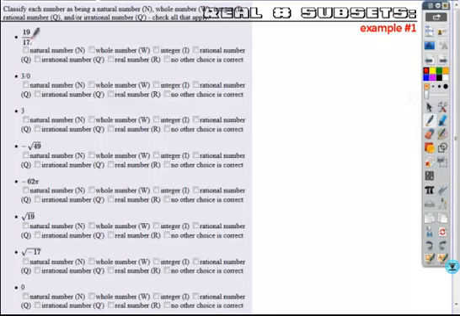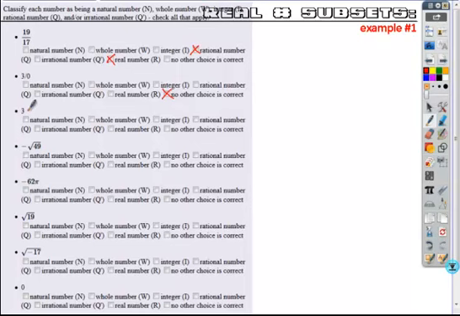Okay, so here, 19 over 17, you have this fraction of 2 integers, so you know that that is most specifically a rational number. Therefore, it's going to be everything outside of that as well, which would just be the real number. Okay, in the next one, 3 over 0 is undefined. You can't have division by 0, so that's not any choice here.